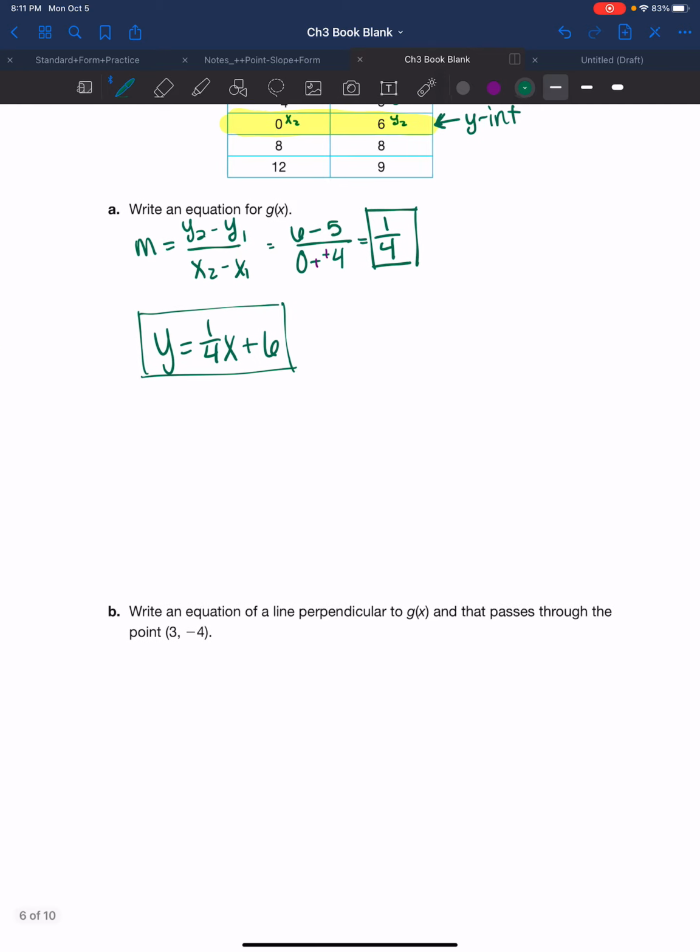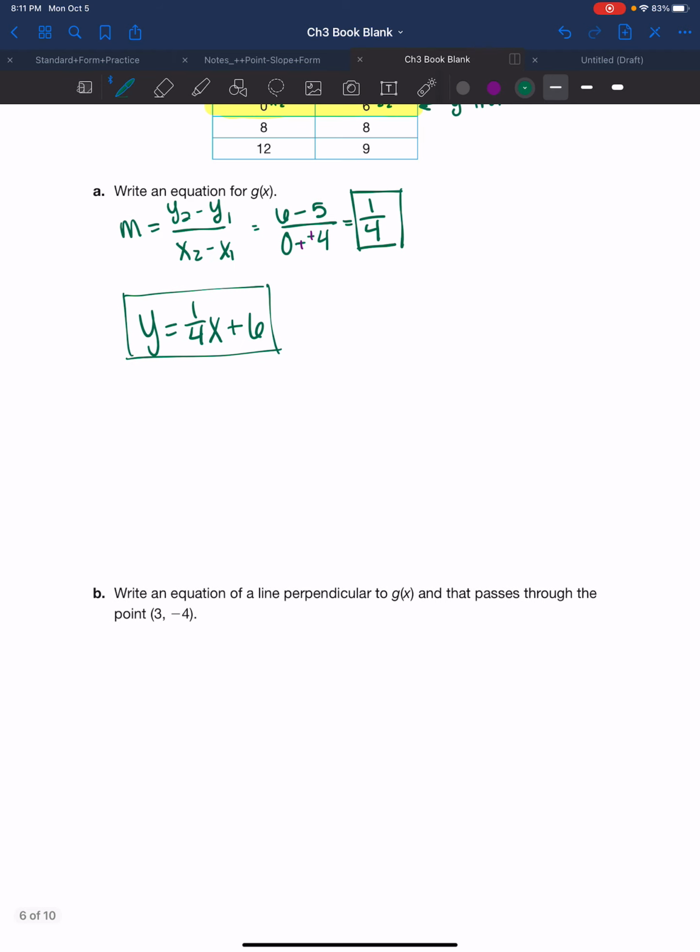Now part B wants us to write an equation of a line that's perpendicular to g of x and that passes through the point 3, -4. So I know 3, -4 is going to be my x1, y1. But I have a perpendicular line this time. So before I can start plugging into point slope form, let's go ahead and write down our perpendicular slope. So the slope up here was positive 1/4. I need to change the sign and flip. That's what you should say in your brain every time you've got perpendicular slope. You got to change the sign and flip.